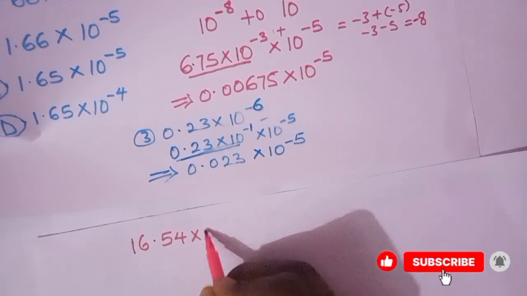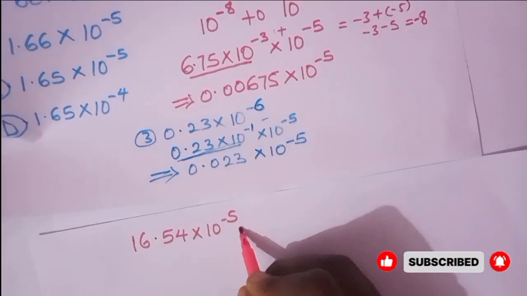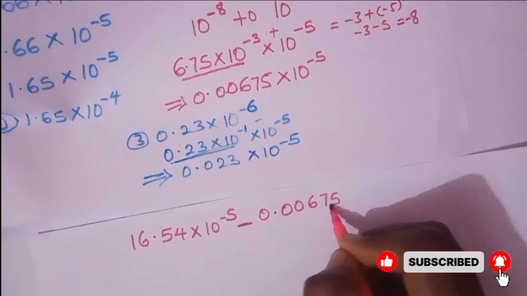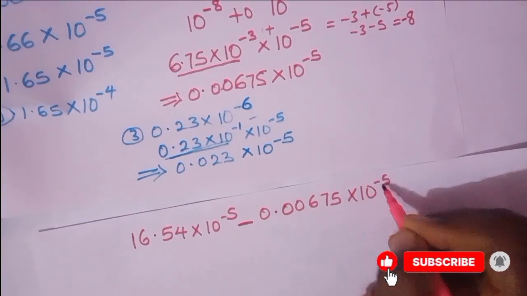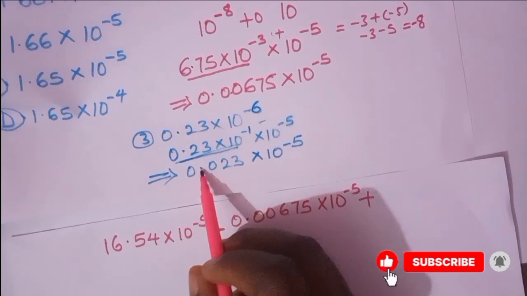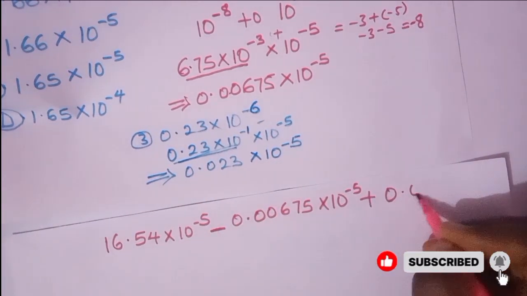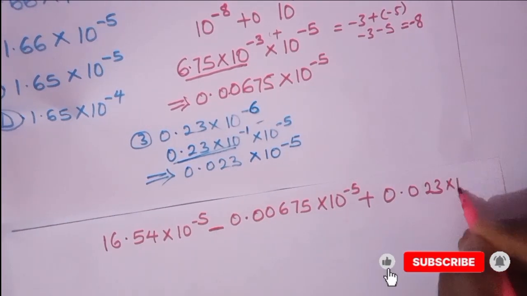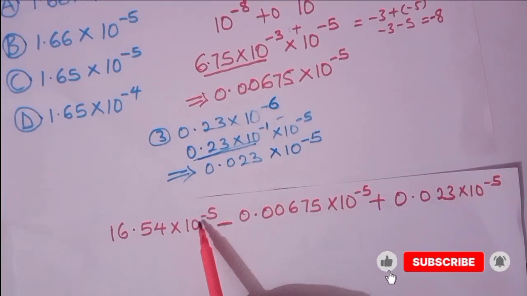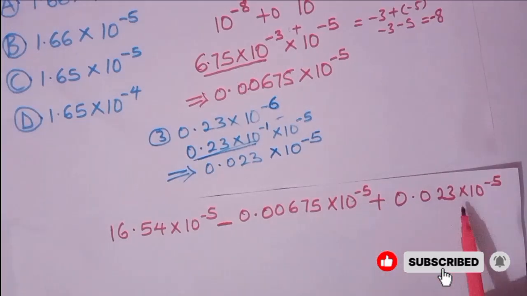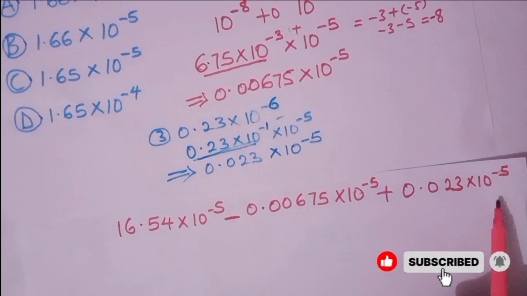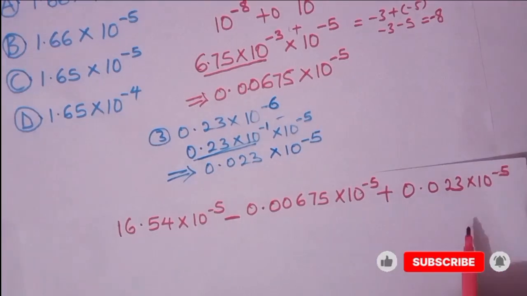16.54 times 10 raised to power minus 5 minus 0.00675 times 10 raised to power minus 5 plus the third one. This was our third answer. We had 0.023 times 10 raised to power minus 5. Now the powers of 10 are the same: 10 raised to power minus 5, 10 raised to power minus 5, and 10 raised to power minus 5. So we can now add and subtract the numbers.